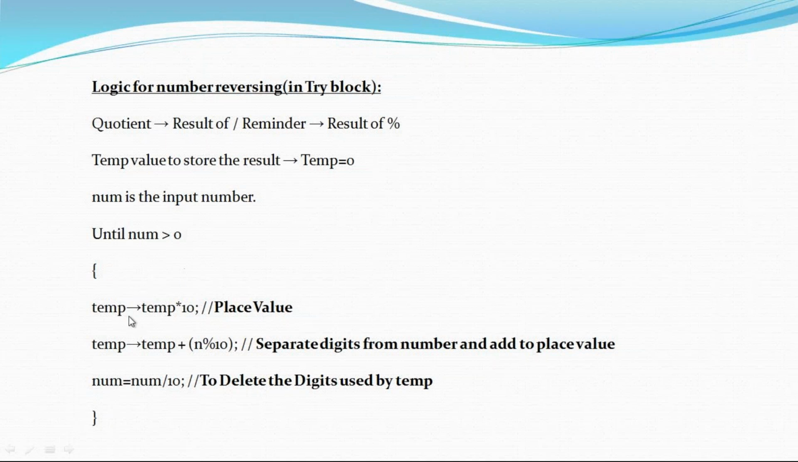That is, temp will be assigned temp into 10. This will give a place value to a particular digit. Next, temp is equal to temp plus num mod 10. Here num mod 10 will separate a digit from the number and add it to its place value. Next, num is assigned num divided by 10. This will delete the digit that was used by the temp value.